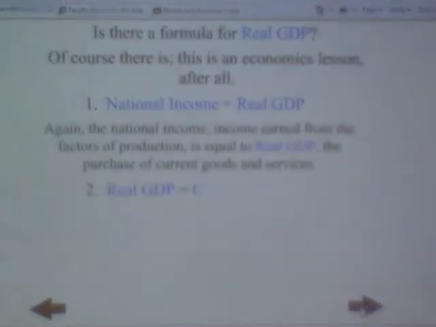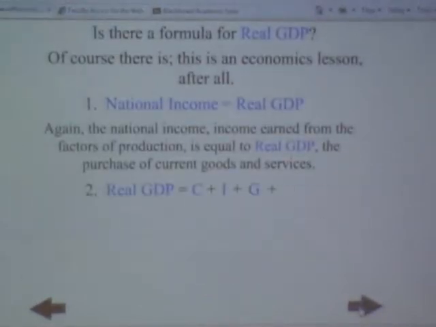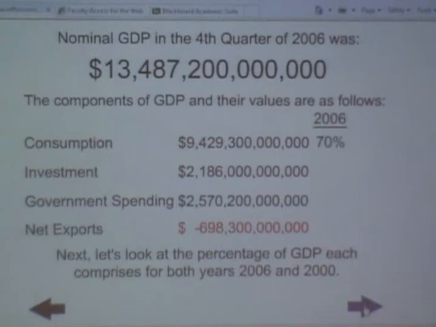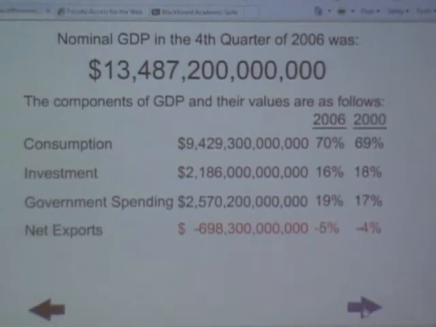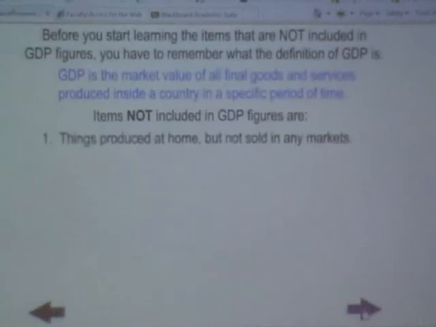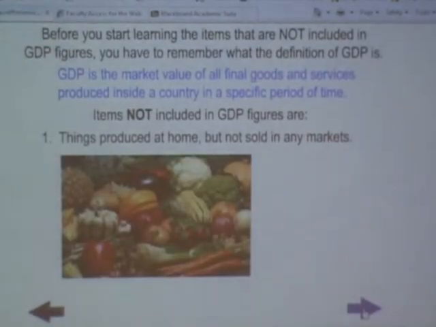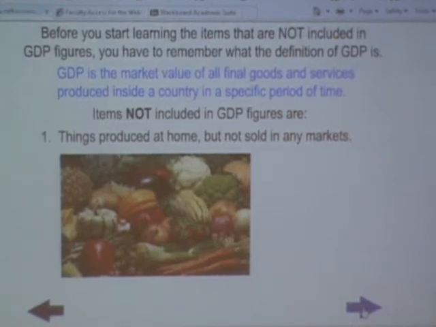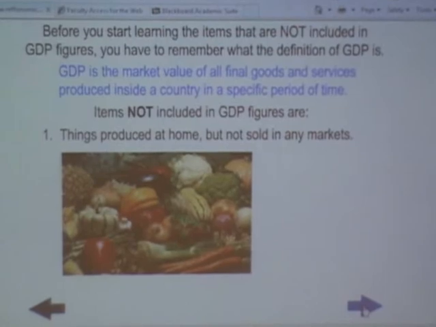And if you get to the very end, it talks about what's counted and what's not counted, which is really a way to test how well you know this long definition of GDP. And that's what they used as one of the questions a couple of years ago. So what's not included? Things produced at home but not sold in any markets. So you produce vegetables, but you're not a farmer. You just have a garden at home. That's not counted.